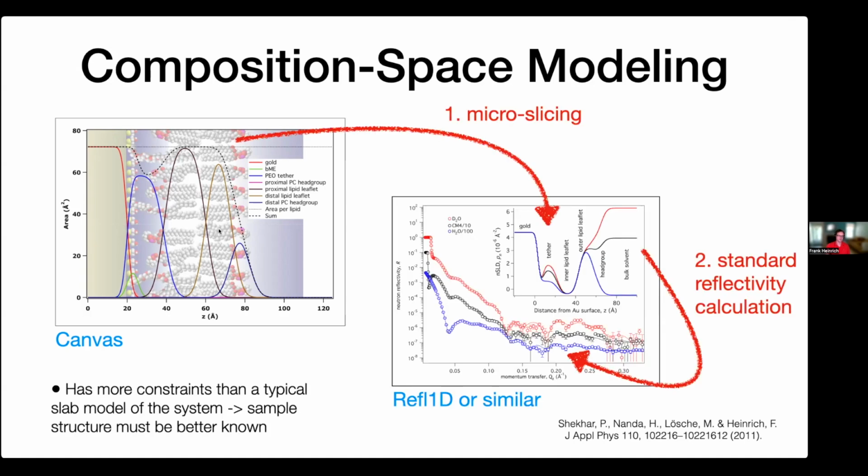So then after you have constructed your model in real space, typically this canvas here is microsliced and transformed into a scattering length density profile, and then from that reflectivity is calculated. This entire thing then forms a traditional data analysis loop, an iterative loop that's known from other modeling as well. Okay, so this is composition space.